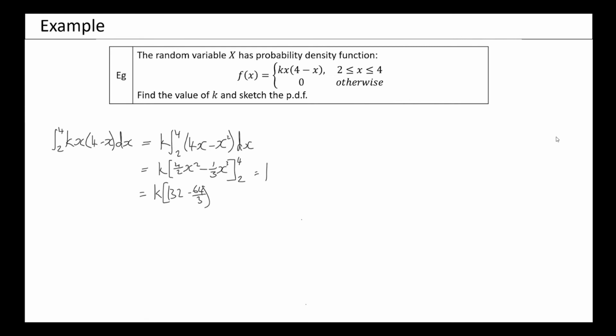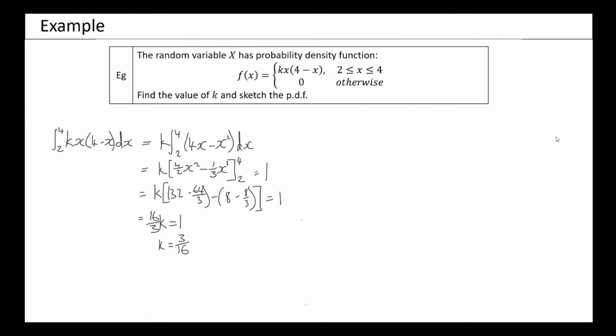So as usual, with integration, we're first going to substitute 4 into these square brackets, and from there we're going to subtract 2 substituted into these square brackets. So here's the line of working that I'll show, and it's only at this point that I'll reach for my calculator. I'll process all of this, and I get 16 over 3. So 16 over 3 k equals 1. That means k must be 3 over 16.